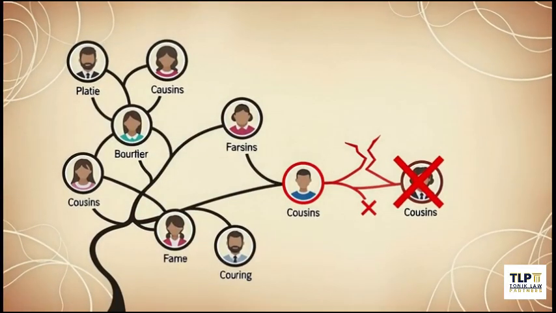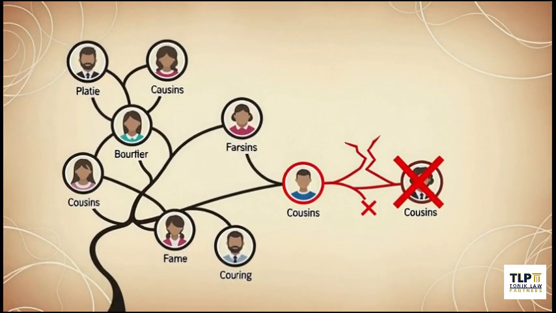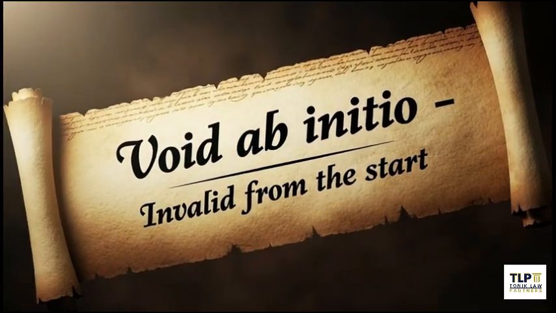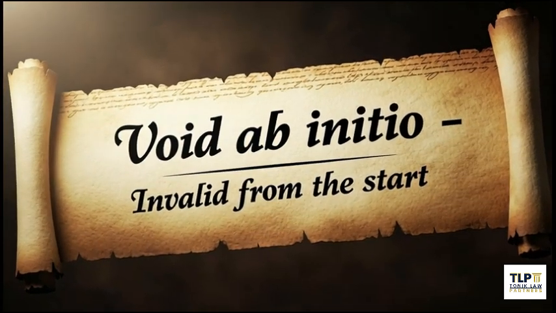2. Prohibited degrees of relationship. Marriage between close relatives is void. Prohibitions are listed under the Marriage Act and the Matrimonial Causes Act. And 3. Mental capacity. Both parties must have the mental capacity to understand the nature of the marriage contract. If these conditions are breached, the marriage may be declared void ab initio, invalid from the start.